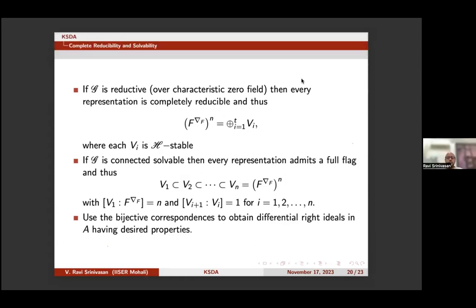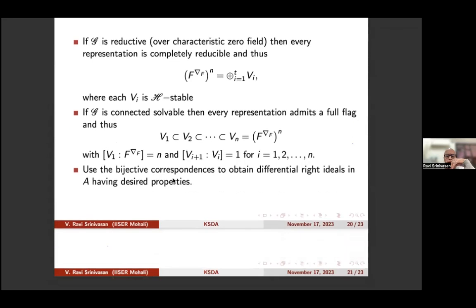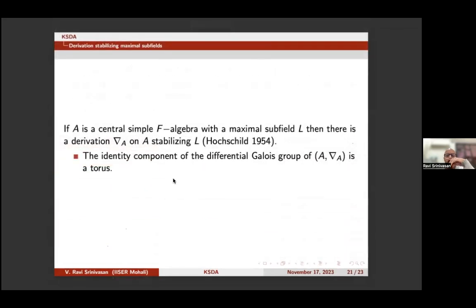Okay, fine. So that's essentially the proof of this statement. Next, what we will see is that if I have a central simple algebra and a maximal subfield, then you can always find a derivation stabilizing the maximal subfield. This is also in Hochschild's paper from 1954.